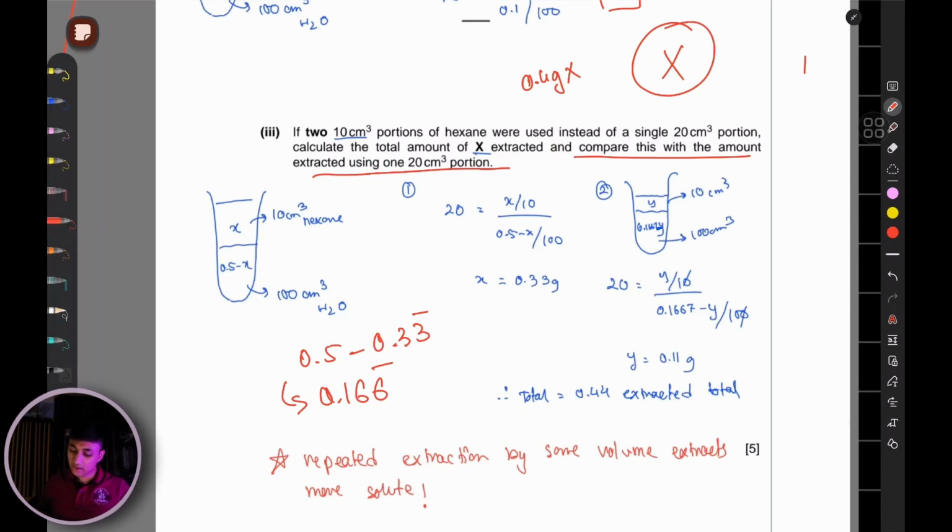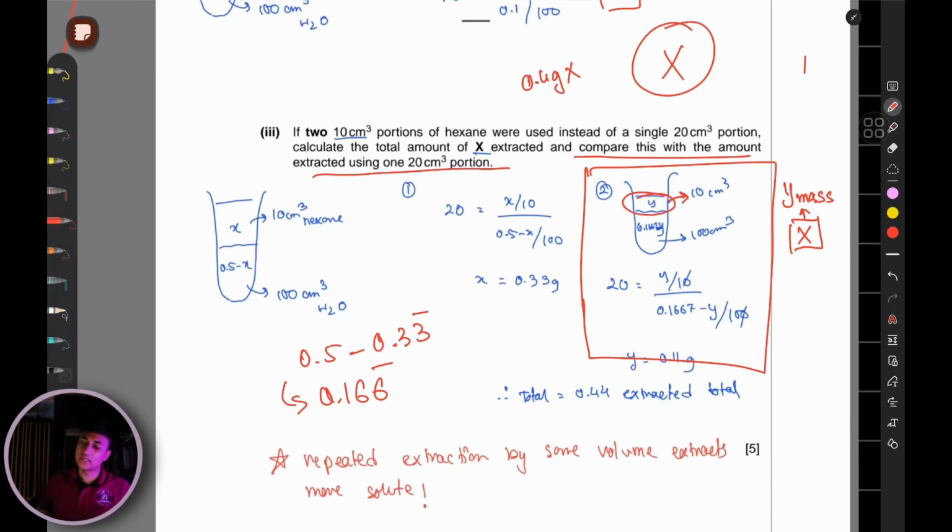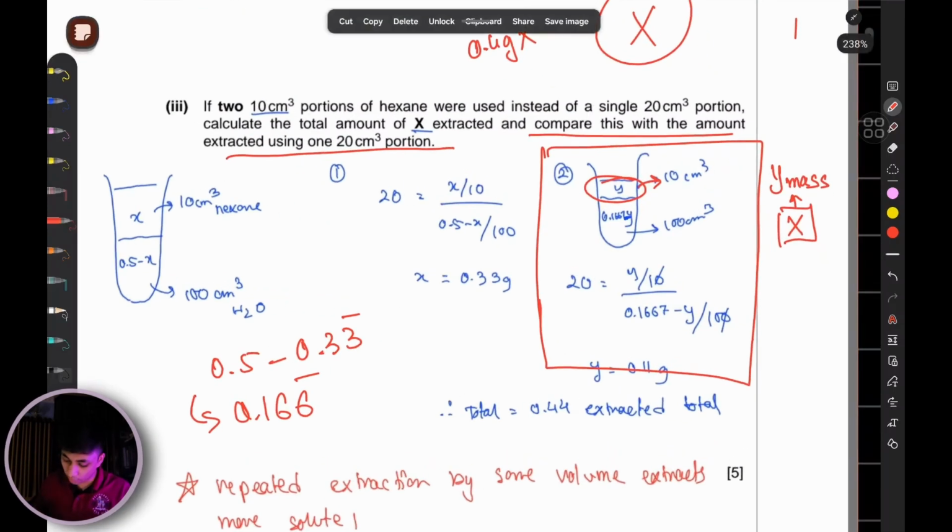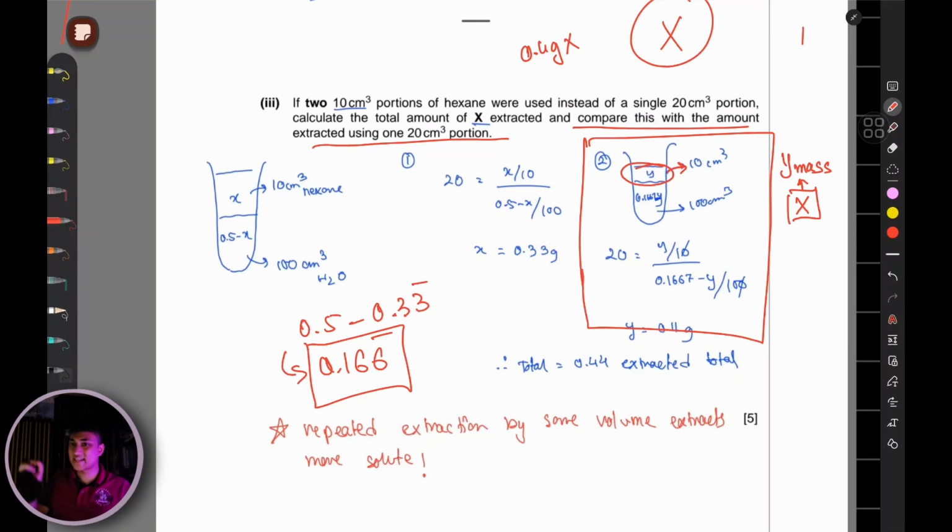Now, you again need to carry out the same extraction process with another 10 cm cube of hexane. So again, I take 10 cm cube of hexane and I'm going to extract Y grams of compound X or solute X into the hexane solution. So I'm telling you, of the 0.166 grams left in the water solution, I'm going to extract Y mass into the hexane solution.